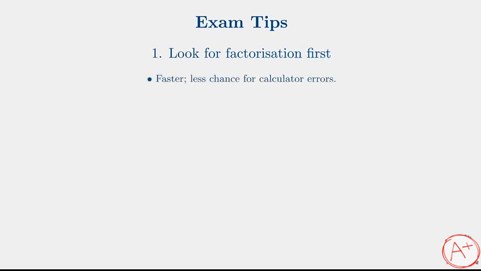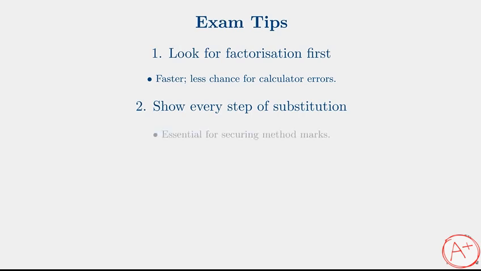To secure those top marks, here are a few professional exam tips. Always check if an equation can be factorized easily before jumping to the formula. It's faster and reduces the risk of calculator errors. If the coefficients are large or involve decimals, use the formula immediately. Even if you use a calculator, write down the formula with the numbers substituted in. If you make a small calculation error but have shown your substitution, you can still earn method marks.